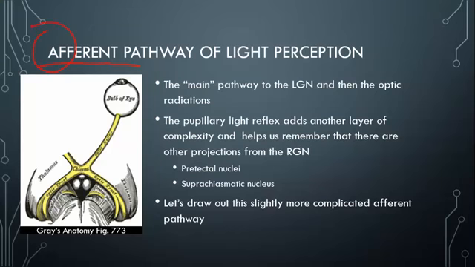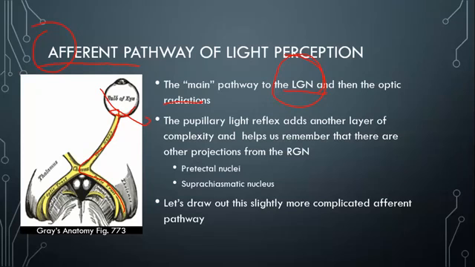The main pathway, when we're thinking about light in ophthalmology and optics, is cranial nerve 2, coming through the retina, optic nerve, chiasm, and tract, back to the LGN, the lateral geniculate nucleus, then traveling with the radiations to the cortex, and then you have the perception of vision. I think that's the basic main pathway that we think about.